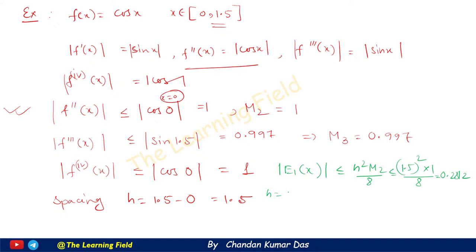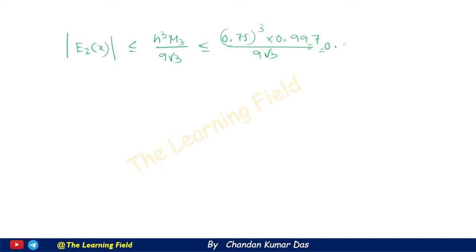For the quadratic polynomial, h equals (b minus a) by n, which is (1.5 minus 0) by 2, equal to 0.75. Therefore the error e2, mod of e2(x), is less than or equal to h cubed M3 by 9 root 3, which is 0.75 cubed into 0.997 by 9 root 3, equal to 0.026 something. This is the error.